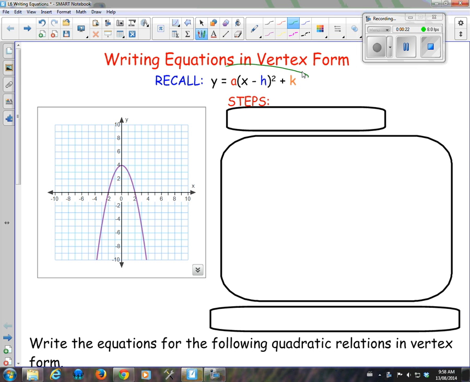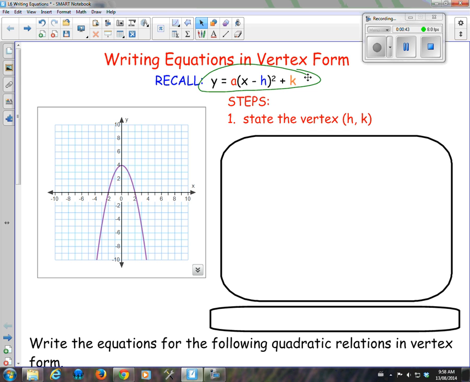y equals a(x minus h) squared plus k. Remembering that a is a vertical stretch or shrink, and h and k are your vertex. So all we need to know to write an equation is the stretch or the shrink and the vertex. So when we write our equation, our first step is to figure out the vertex, remembering that the vertex is the highest or the lowest point.